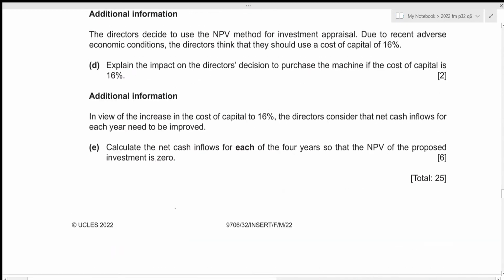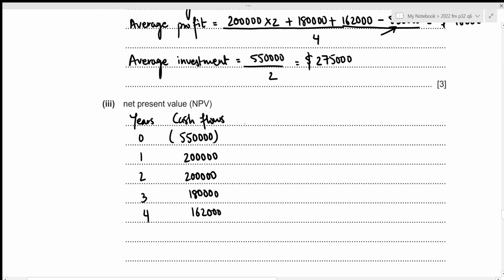Let's write it down. So these are the discount factors at 10%. And for year 0, the discount factor is always going to be 1, regardless of the rate. Now for year 1, it was given to be 0.909. For year 2, it was 0.826. For year 3, it was 0.751. And for year 4, it was 0.683.